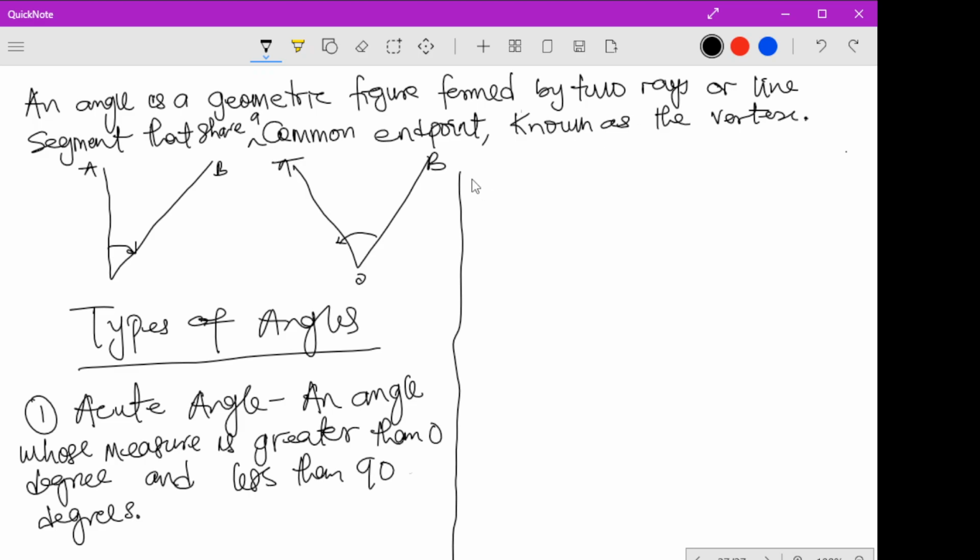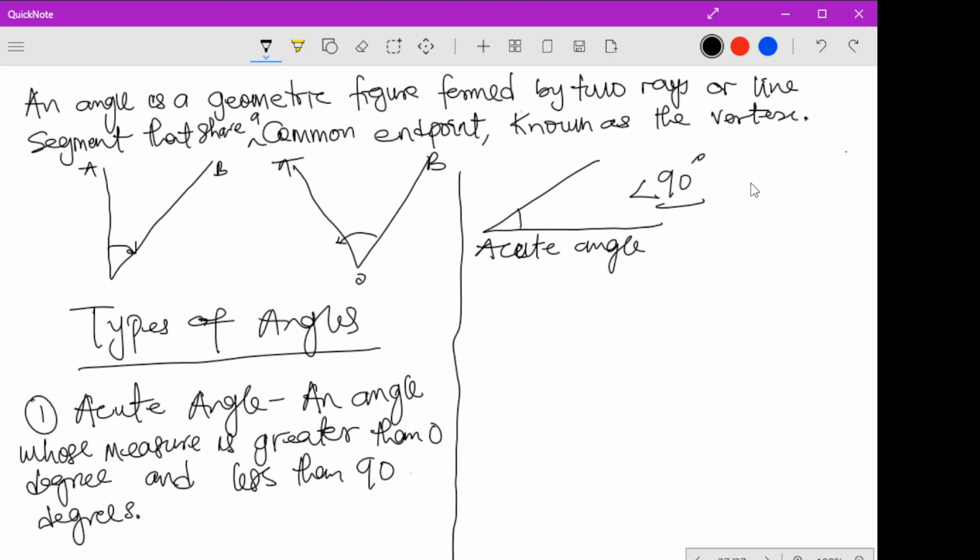This is the shape given to an acute angle. You see, this is the angle. The angle here is an acute angle. We call it acute angle because it's less than 90 degrees. So any angle less than 90 degrees is what we call an acute angle.